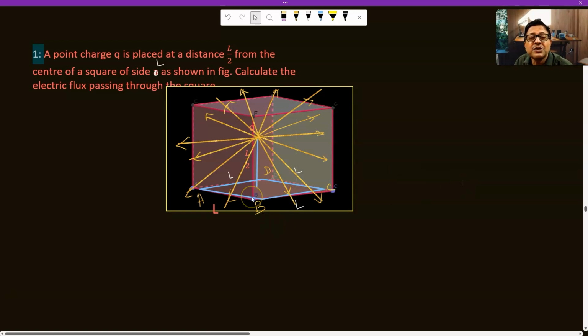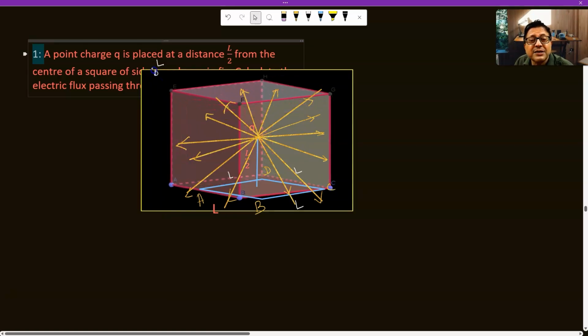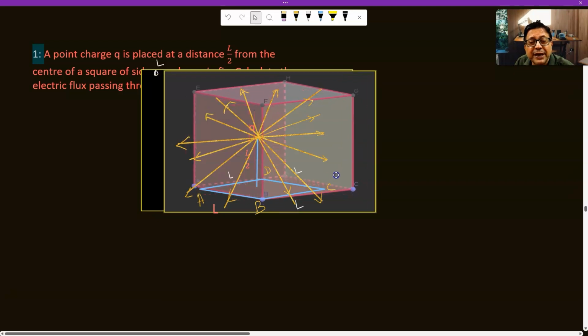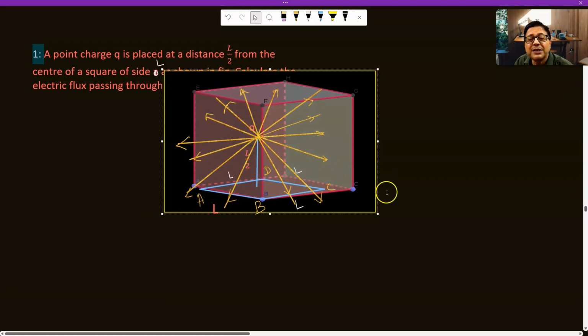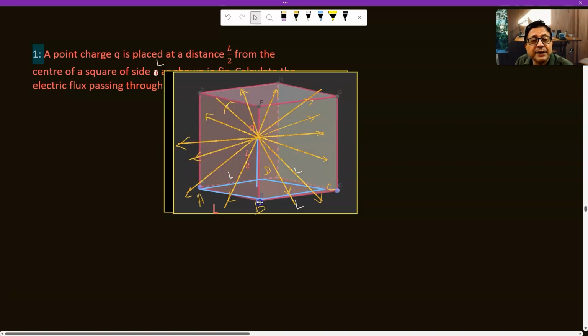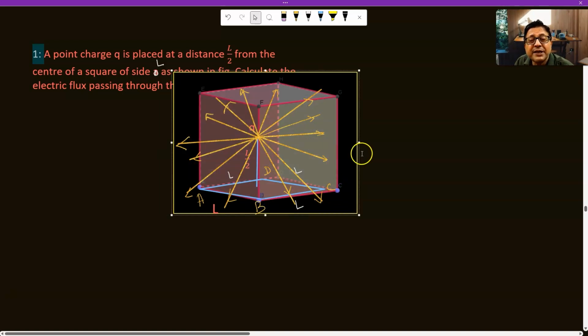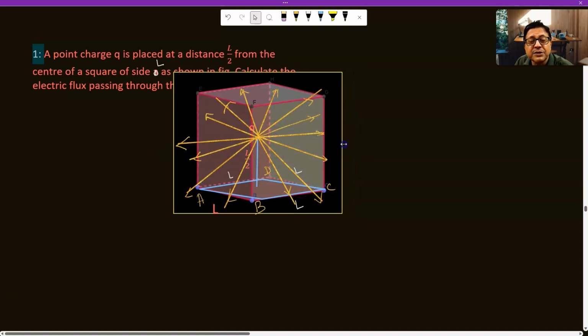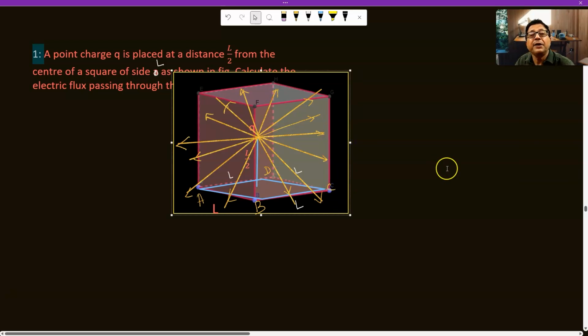If it is enclosed, then where will the charge reside? The charge will reside at the center of the cube. Agree or not? If charge resides at the center of the cube, then we can find it easily, because then it is symmetric. Symmetry principle can be used. Symmetry of Gauss law can be used.